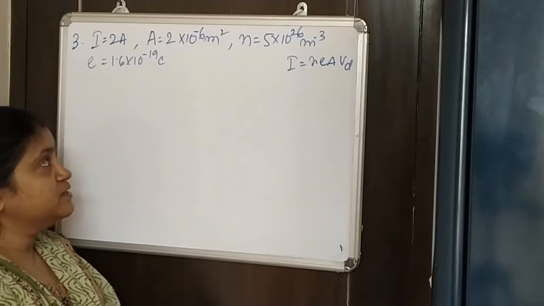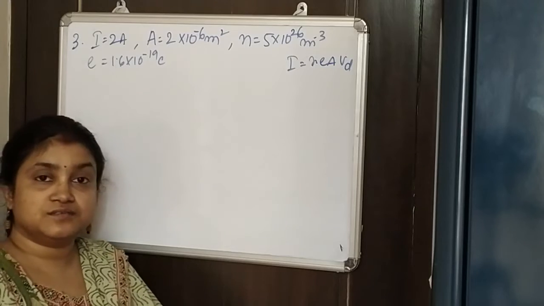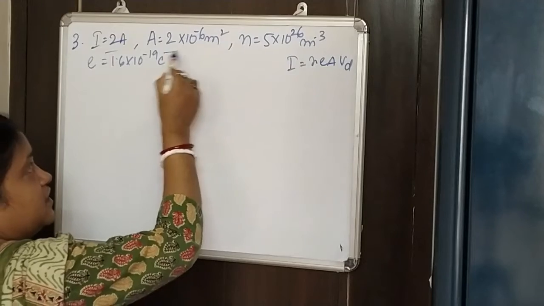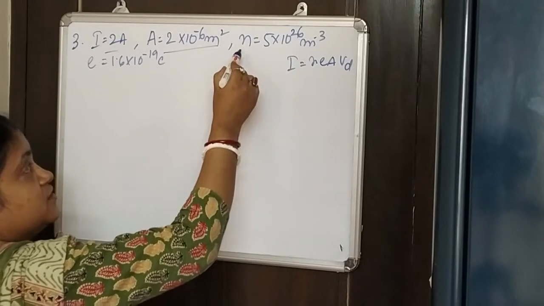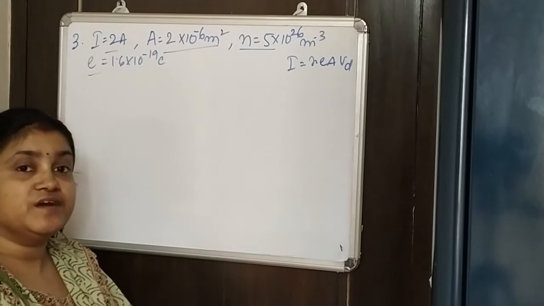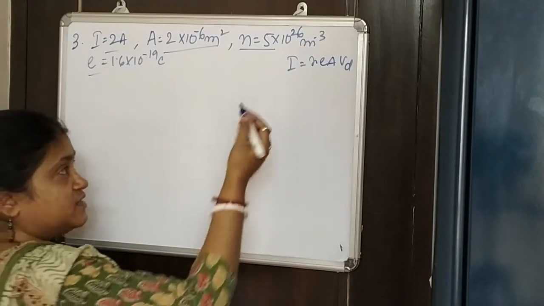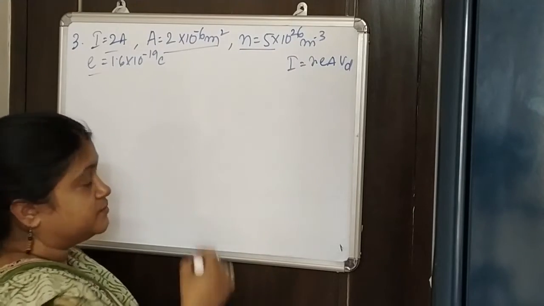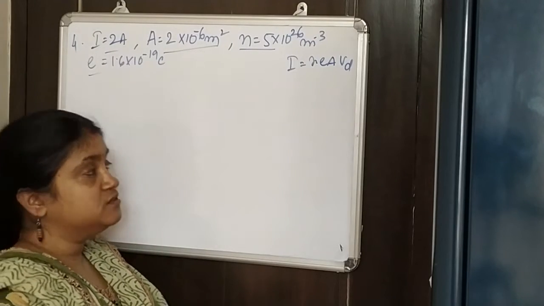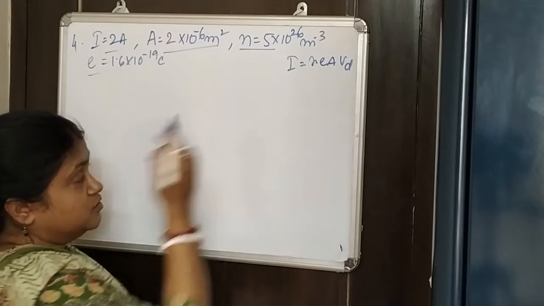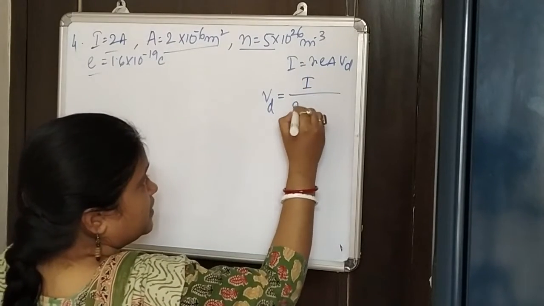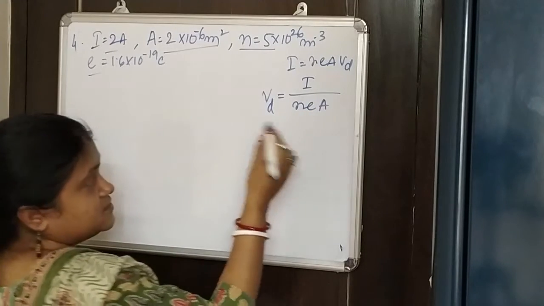Now coming to the fourth numerical, similar to the third, based on the drift velocity. Here the current is given, the area of the wire is also given, the number density of the electrons is also given, and the charge is given. I need to find the drift velocity. This is similar to what we have done for the third numerical. So from this we need to find drift velocity, which is I by NEA. Just simple substitution.